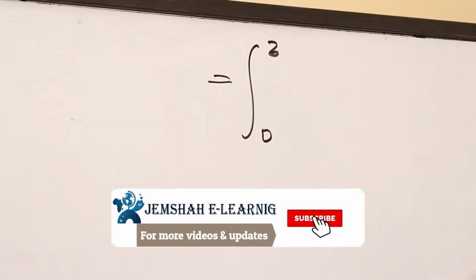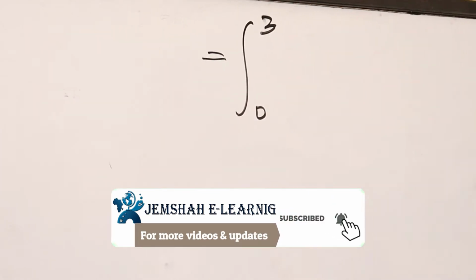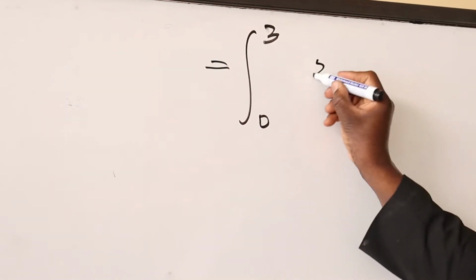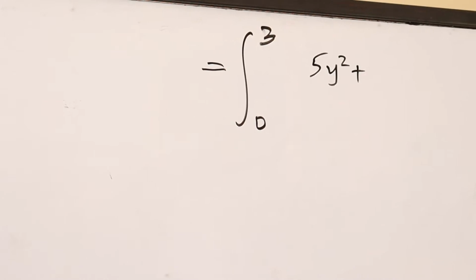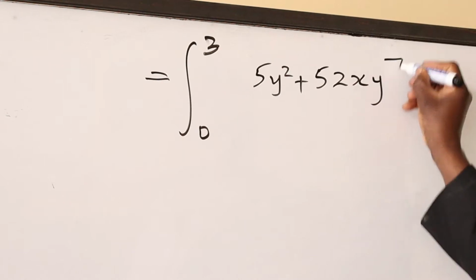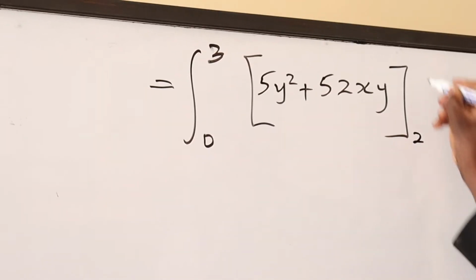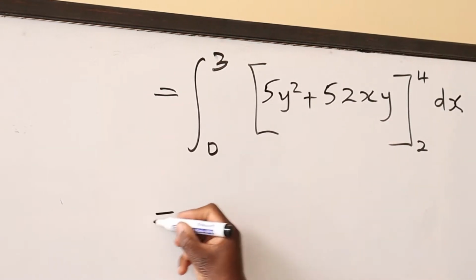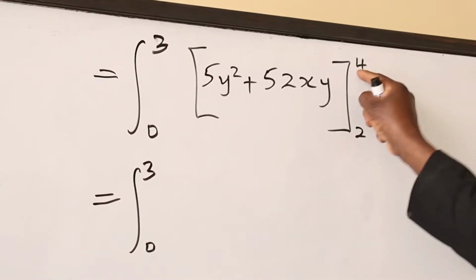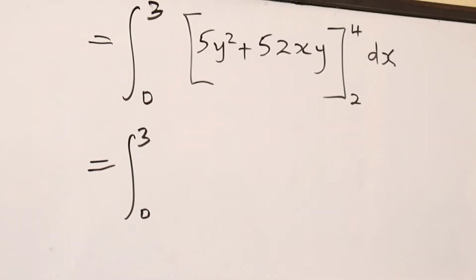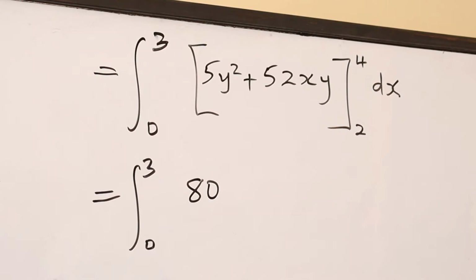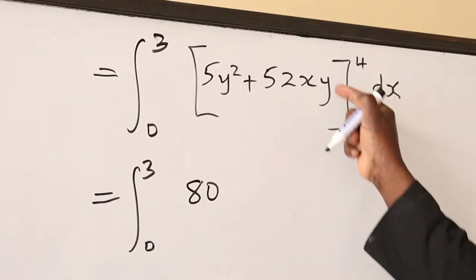So this one simplifies to, we are now integrating with respect to y. When we integrate with respect to y, from 0 to 3, then when we integrate 10y, you get 5y squared. We integrate 52x, we get 52xy. And then we input limits from 3 to 4. Then we remain with the dx. Inserting limits for y, 0 to 3.